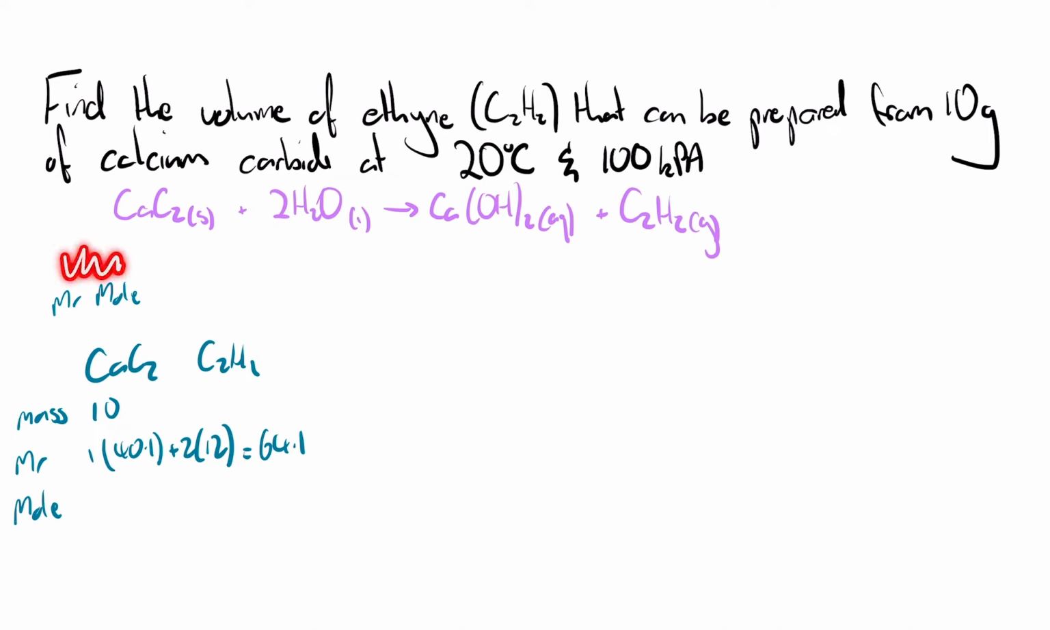I've got MR times mole. And there I get to 0.156. Because of my 1-to-1 ratio, all I need to do here is times by 1. So we've got a value of 0.156 here as well.